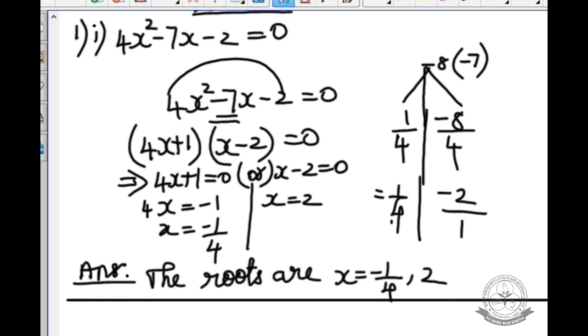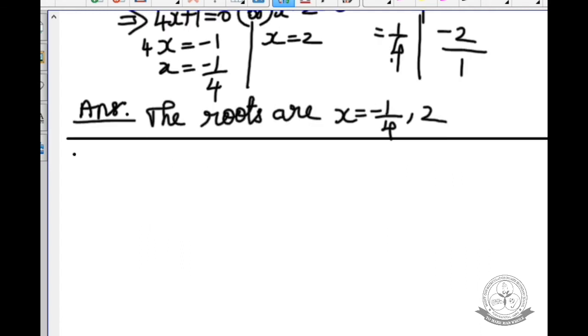Now second subdivision. 3 into p squared minus 6 equal to p into p plus 5.